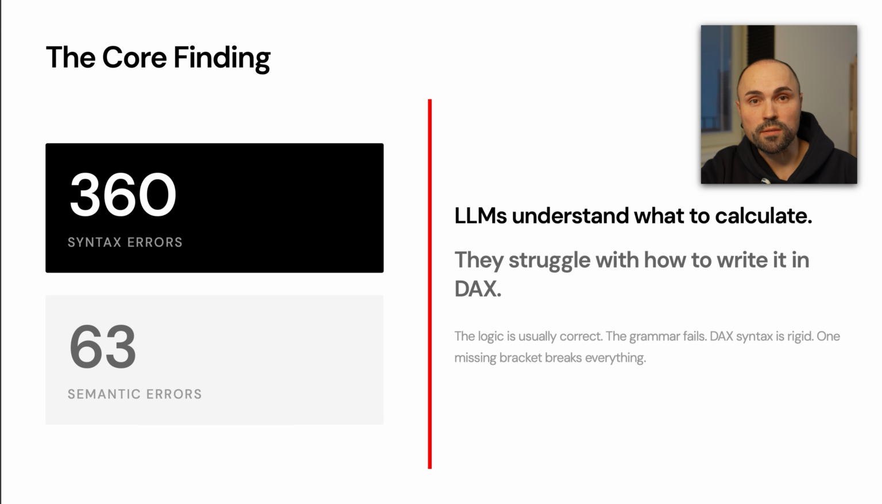DAX is very rigid. Skip an optional parameter, it won't run. Use wrong notation, it won't run either. In a nutshell, LLMs are just bad at DAX grammar. And all of the fancy terms like context transition, filter context, row context, and such, those are things that we, as developers, also struggle with sometimes. So it's no surprise that LLMs struggle with that too.